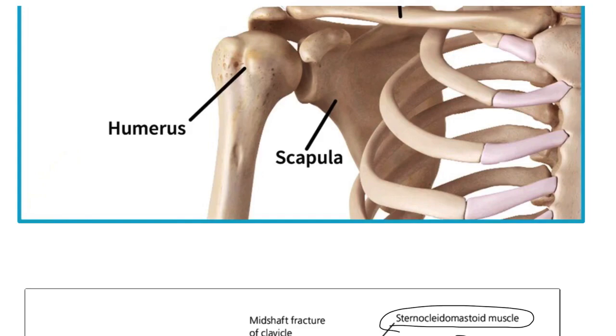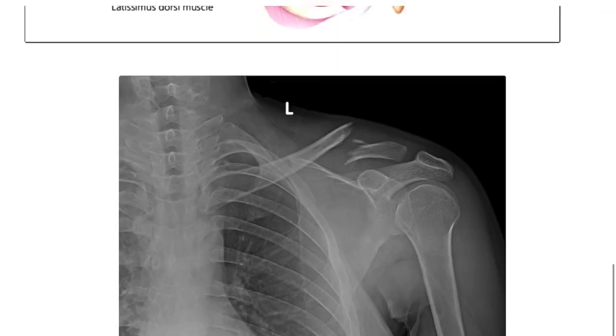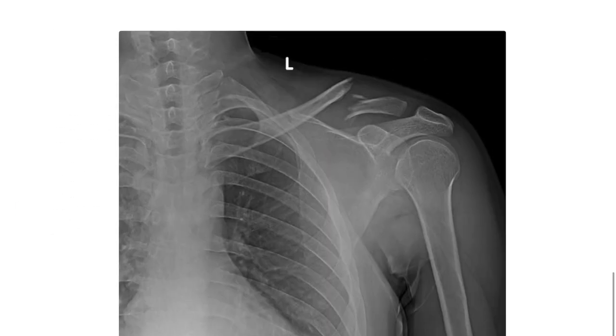If you look at the X-ray, you can see this type of image. The clavicle got displaced. Here you can see this is the lateral part and this is the medial part. Mostly you can see it in the middle third of the clavicle.